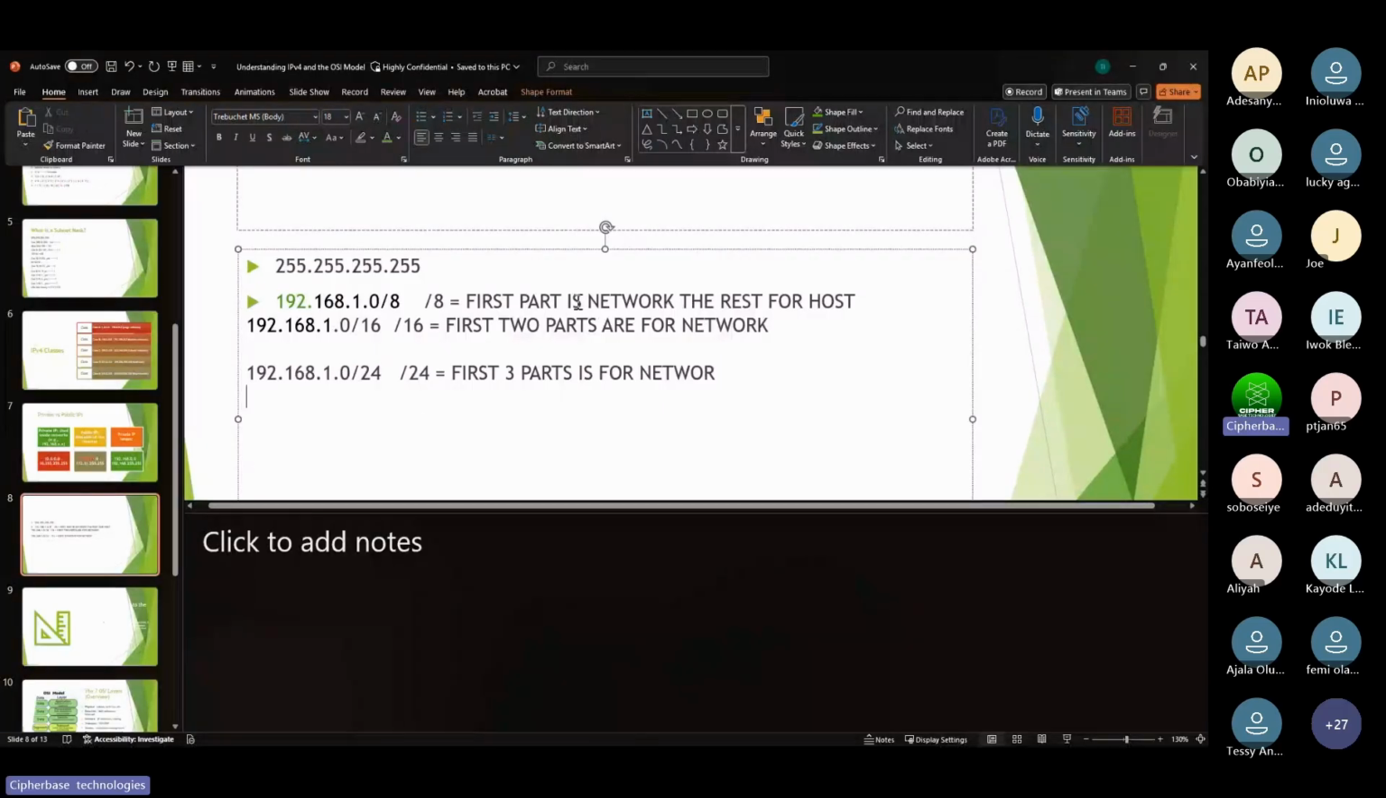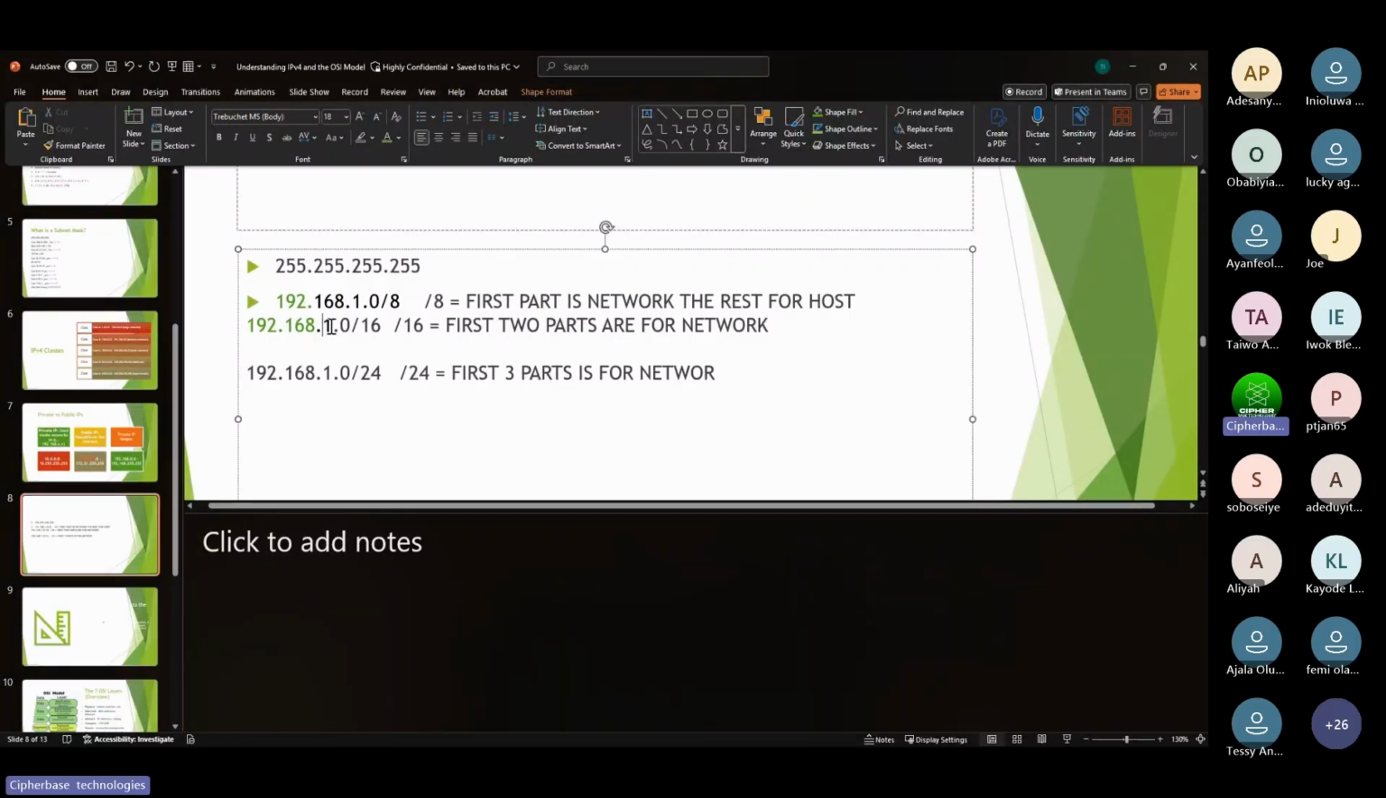Then anywhere you see 16 like this, you will know that 8 plus 8 is 16, 8 times 2 is 16. It shows that they are talking about the first octet and the second octet. That is, these 2 are for network. Then the rest is for the host.